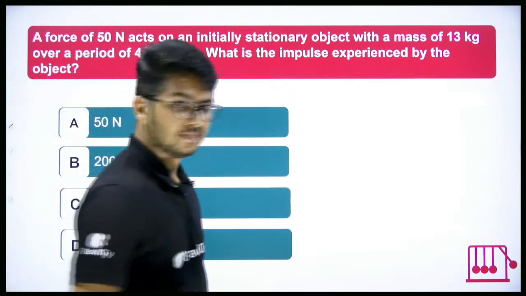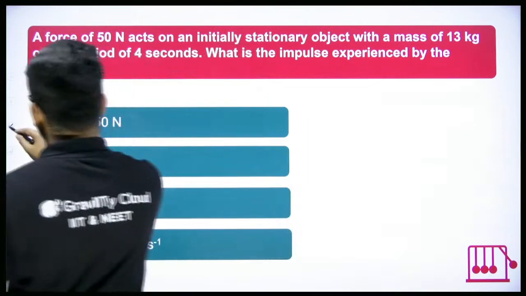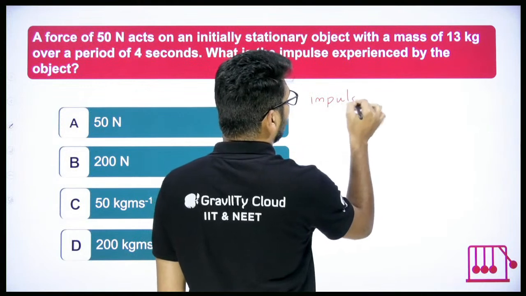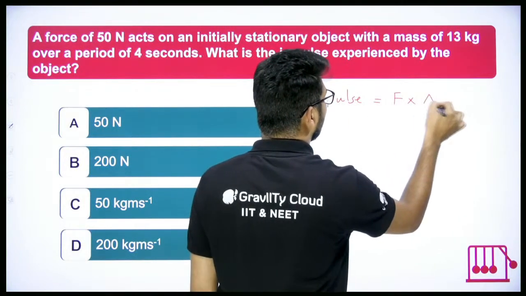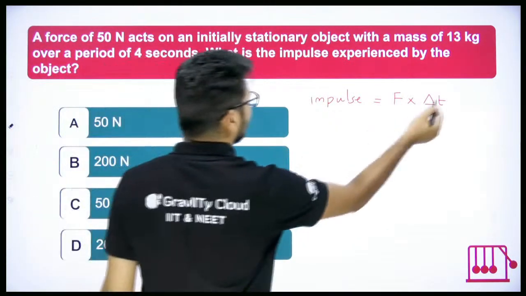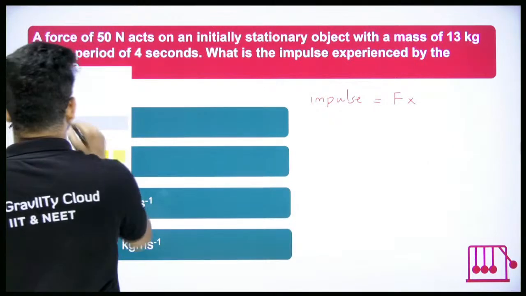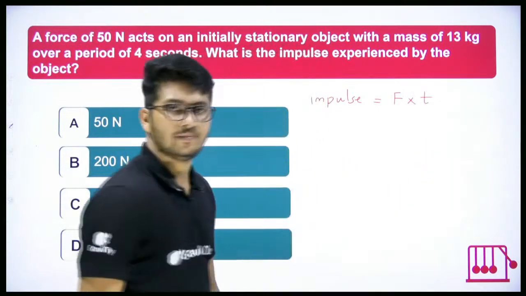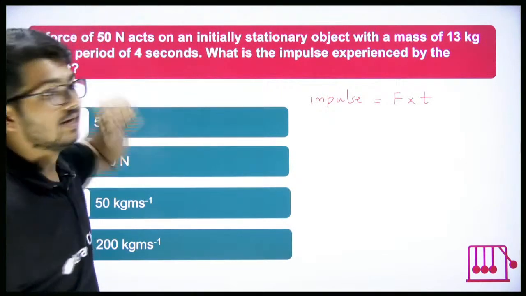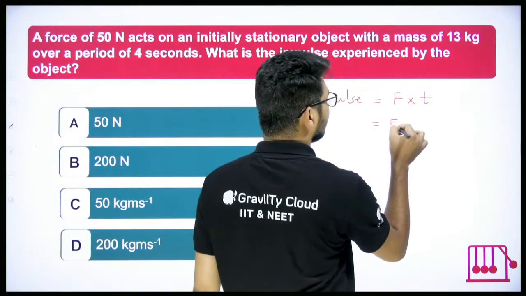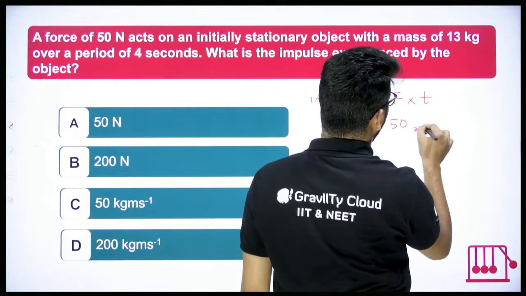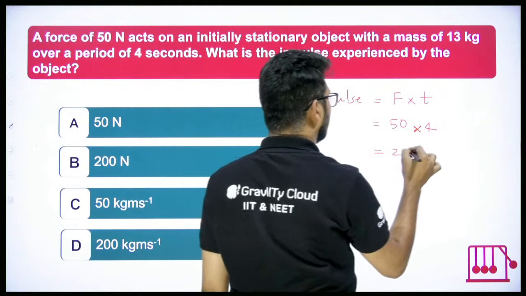Now let me solve it. Okay, so impulse is, there are two formulae. And I'll go with the formula force into delta T. Force into time, right? You can just write time also. It is the same. So for the sake of comfort, we'll write force into time. And what force is acting on the stationary object? 50 Newton. What is the time? Time is 4 seconds. So 50 into 4. That is 200.